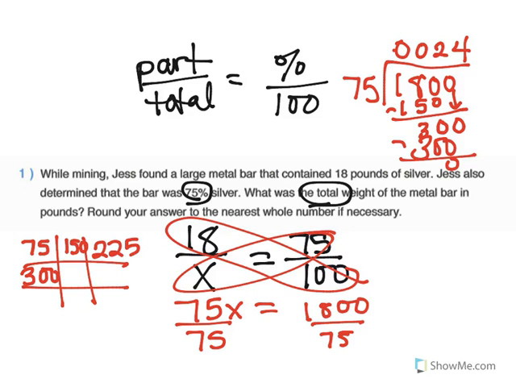Now what are we talking about? 24 pounds. So what was the total weight of the metal bar? That's 24 pounds.